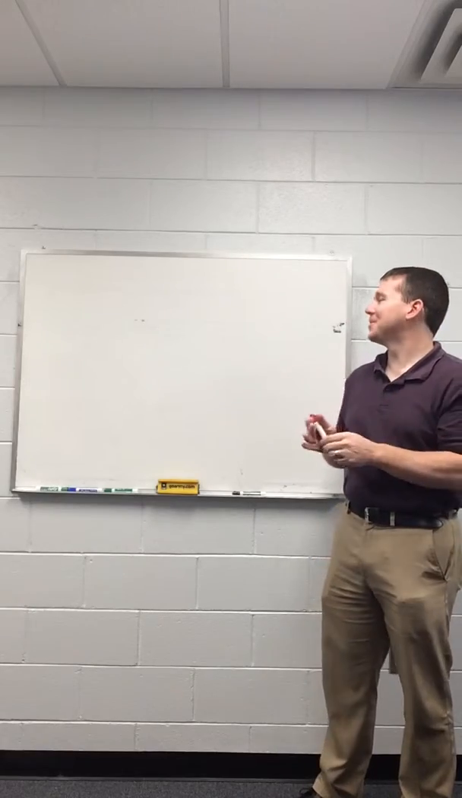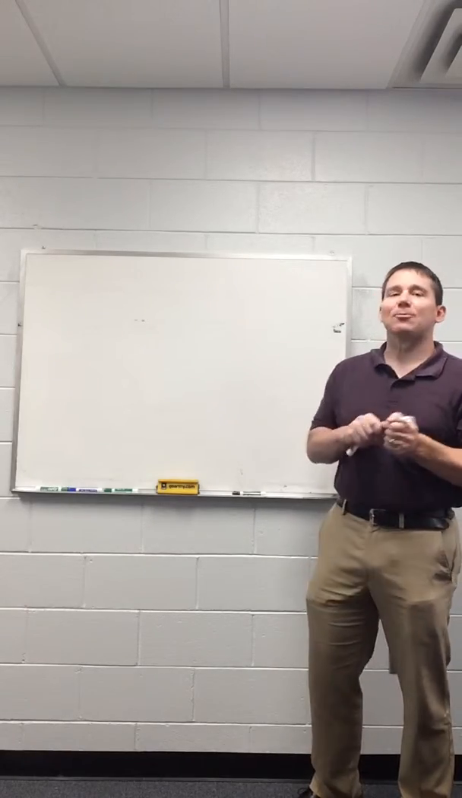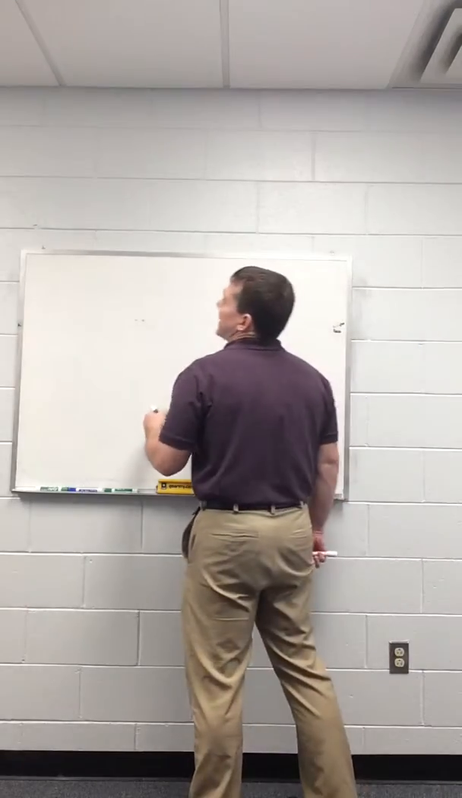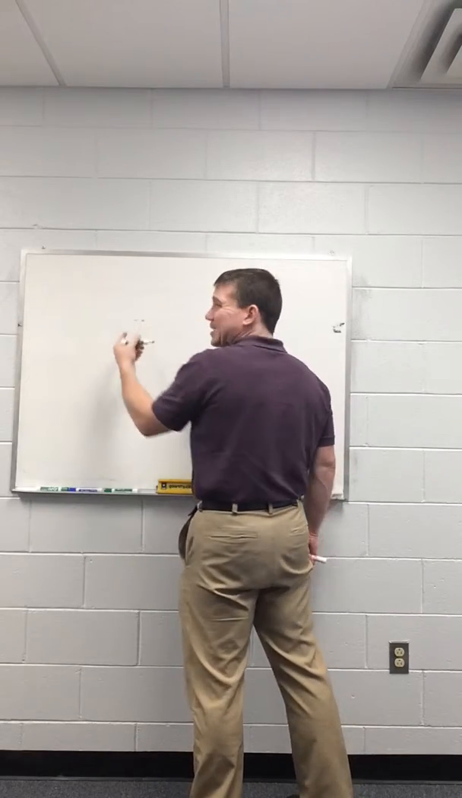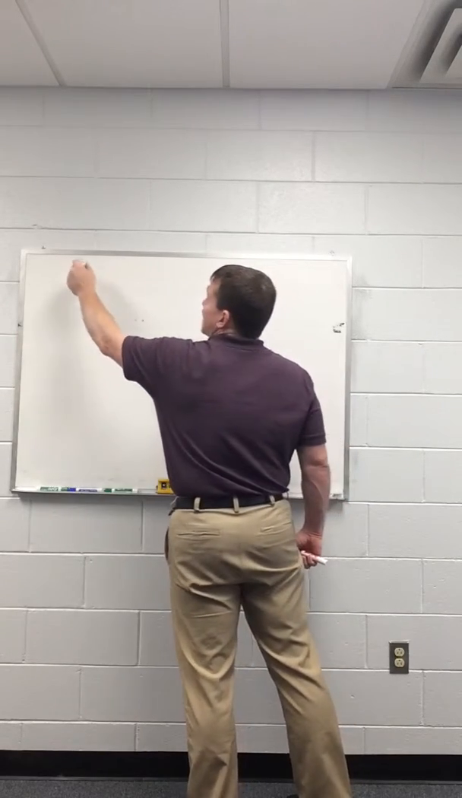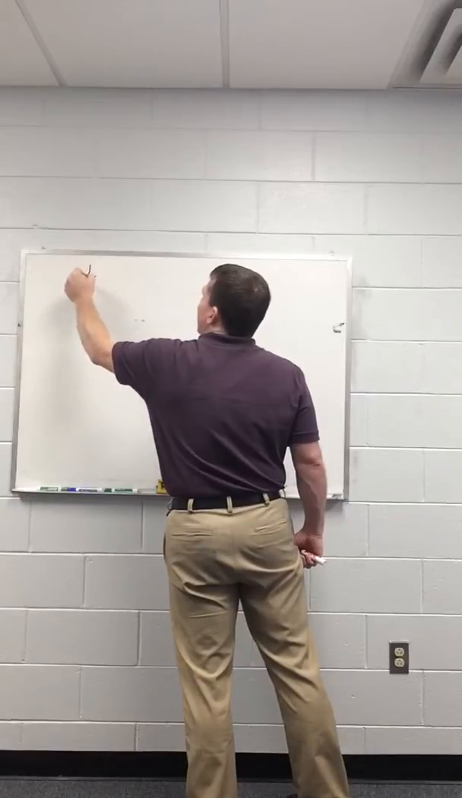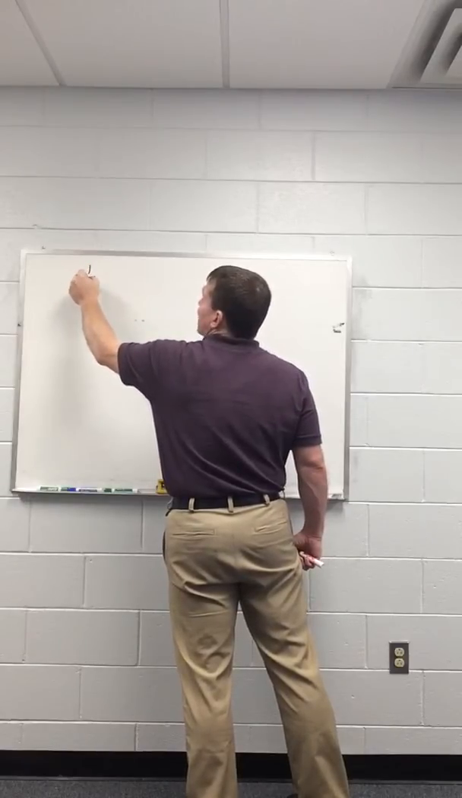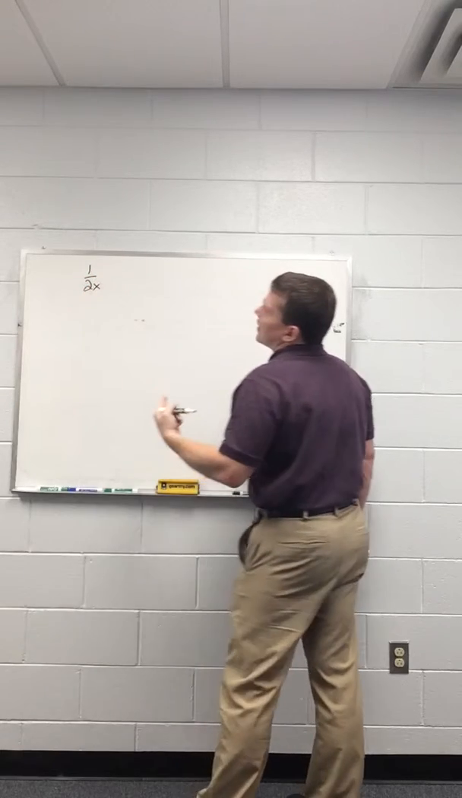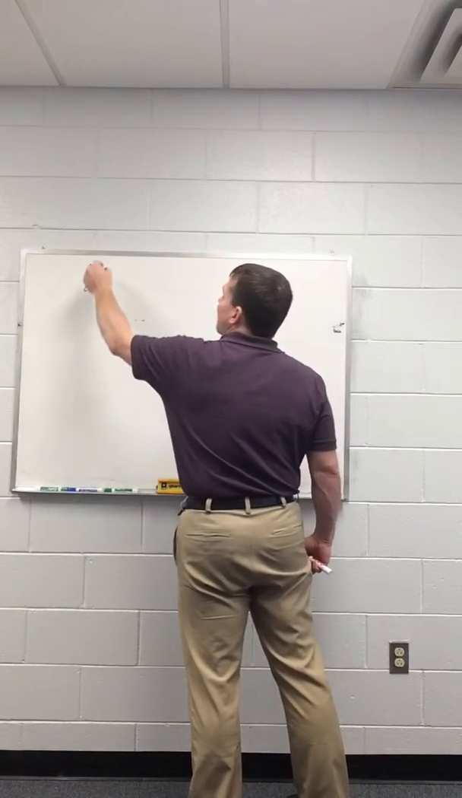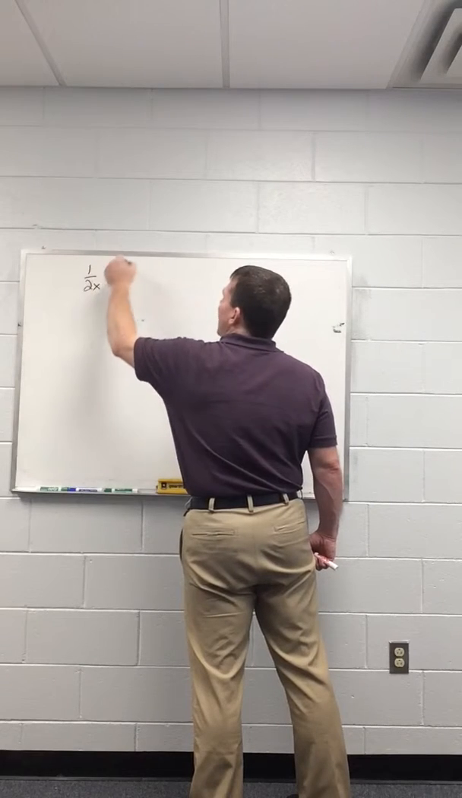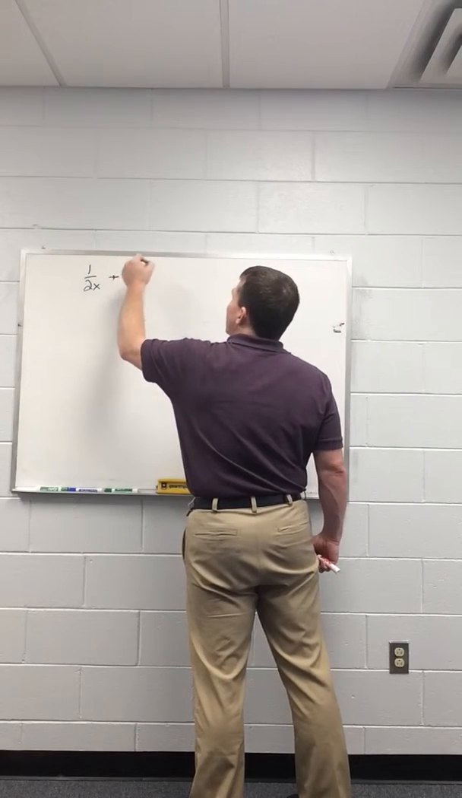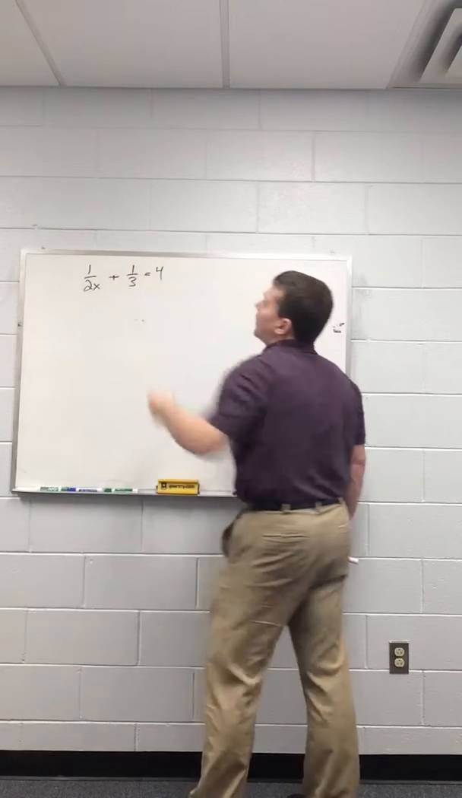The next type of equation we want to look at is what's called a rational equation. And essentially, rational equations, rational expressions, we work with those, they're fractions. But in the same way that a radical equation has an x inside the radical, we want to look at equations with x's in the denominator of a fraction. 1 over 2x plus 1 over 3 equals 4.